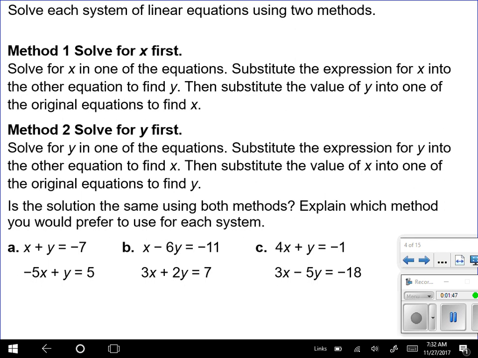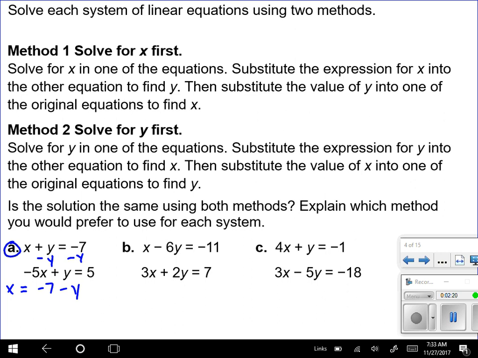Okay, well, if I look at A here, which equation looks like it would be easiest to solve for x for? If I solve for x here, all I would really need to do is subtract y. If I solve for x here, I'd have to subtract y and then divide by -5. So if I'm going to solve for x in one of the equations, I'm going to go ahead and solve for x in that first one. So x is going to equal -7 minus y.